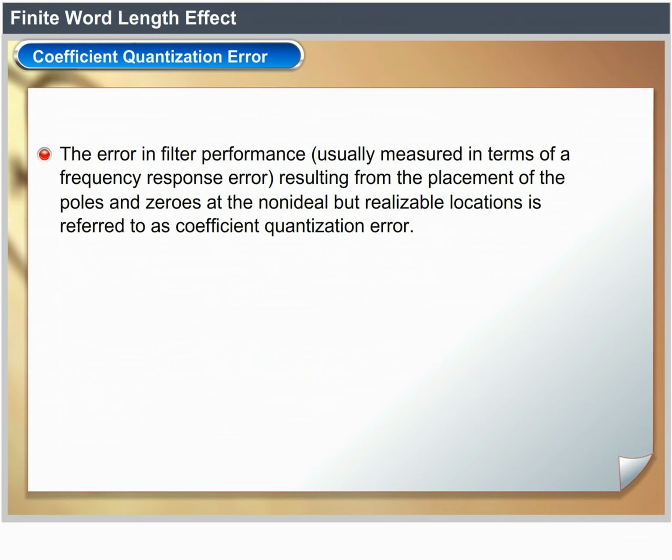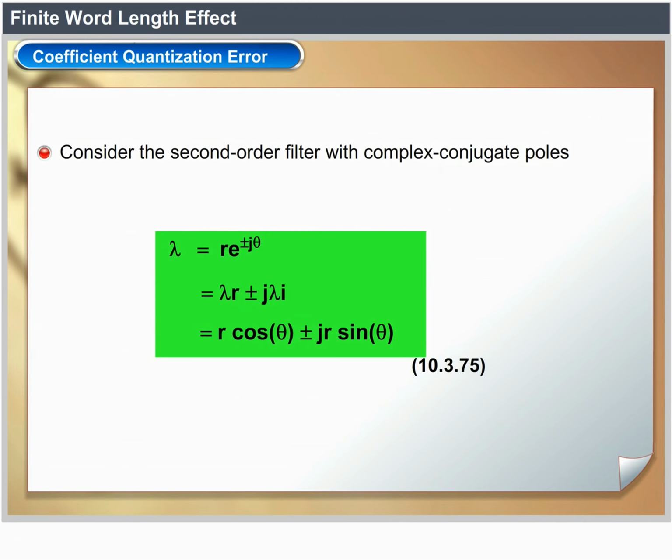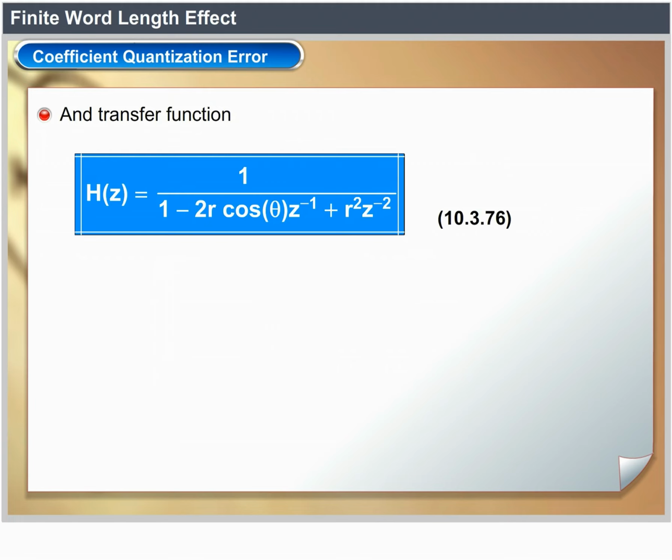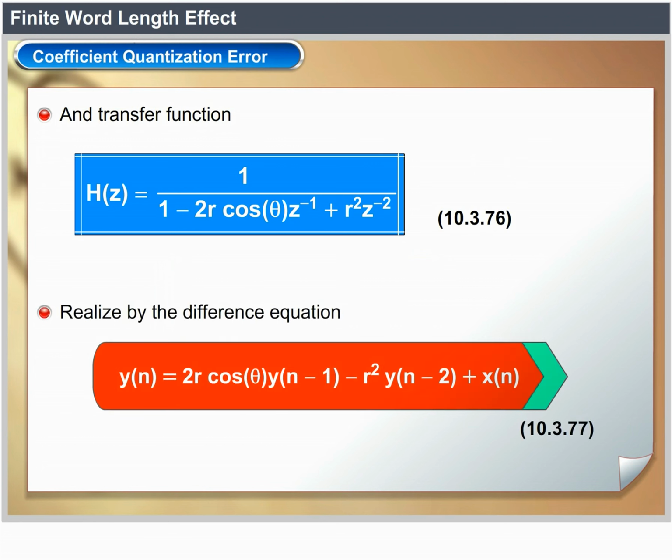Consider the second order filter with complex conjugate poles λ = r e^(±jθ) = λ_R ± jλ_I = r cos θ ± j r sin θ, equation 10.3.75, and a transfer function H(z) = 1 / (1 - 2r cos θ z^-1 + r² z^-2), equation 10.3.76, realized by the difference equation y(n) = 2r cos θ y(n-1) - r² y(n-2) + x(n), equation 10.3.77.